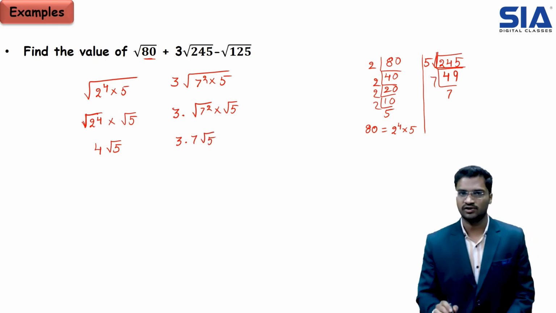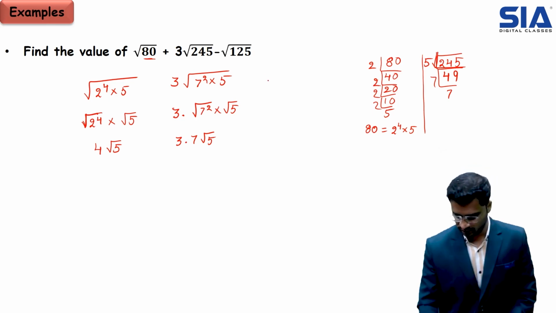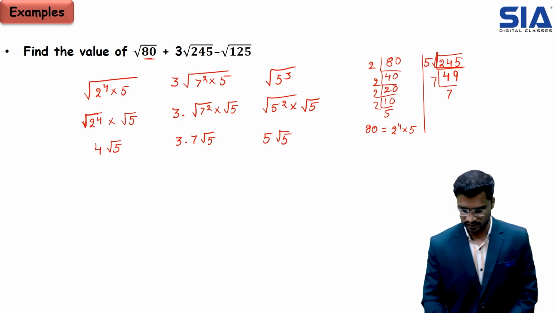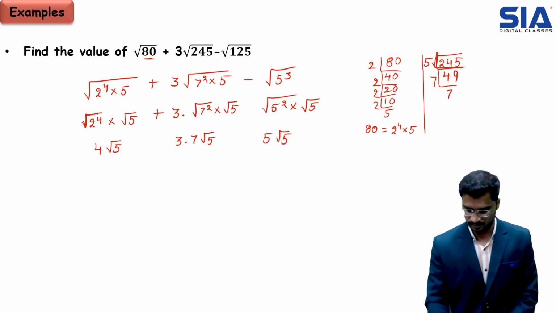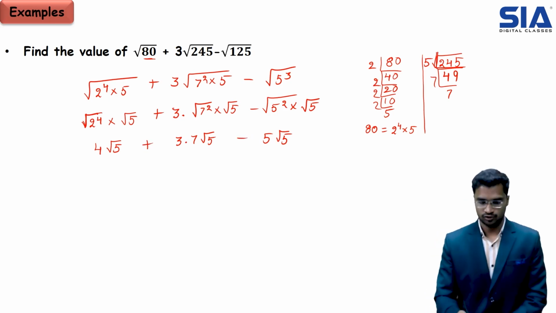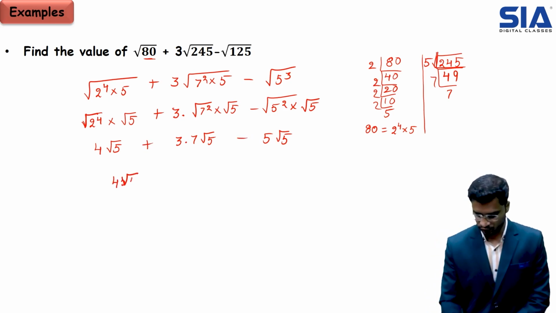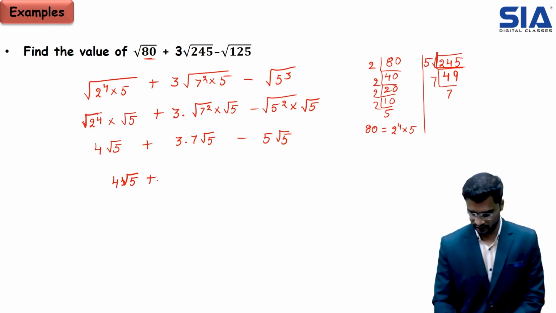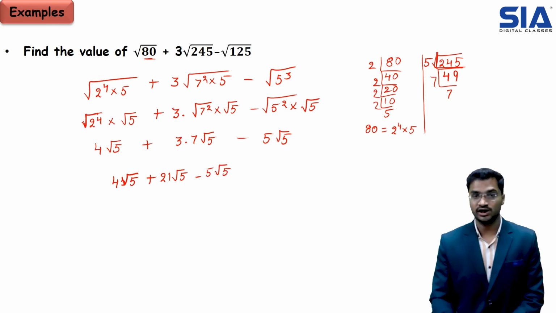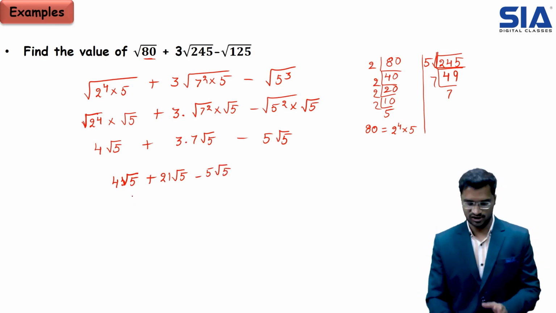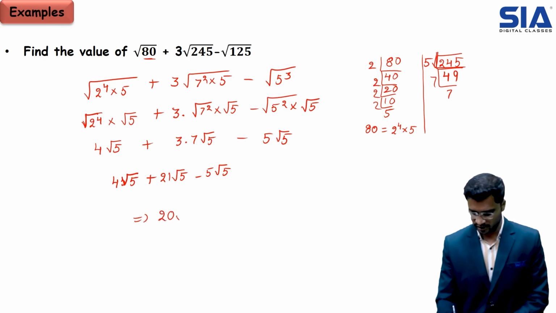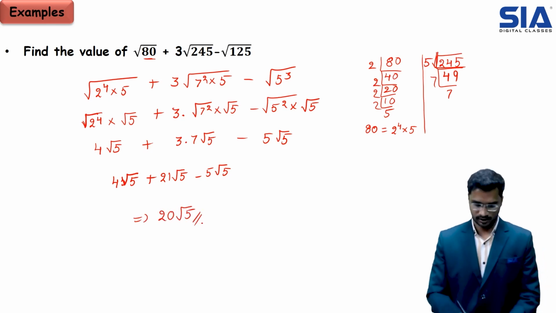Then under root of 125, which can be written as 5 cube. So 5 square into under root of 5. Then 5 square is 5, so here 5 root 5. Here we have plus, minus signs. So 4 root 5 plus 7 threes are 21 root 5 minus 5 root 5. 21 plus 4 is 25, and 25 minus 5 is 20. So our answer is 20 root 5. Okay, now coming to the next question.